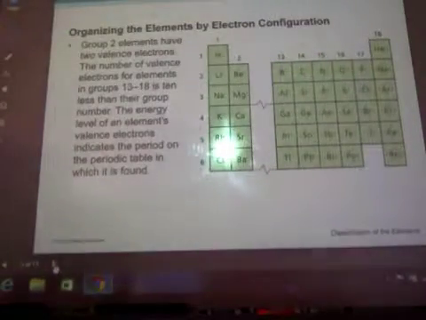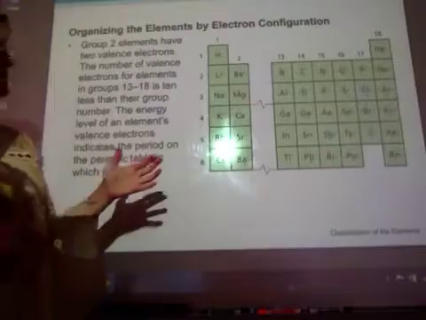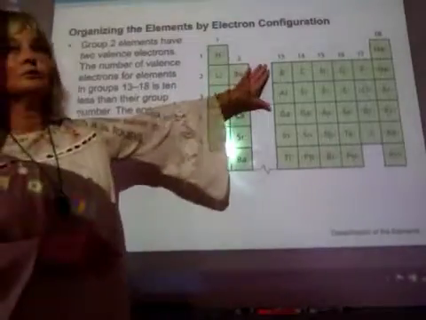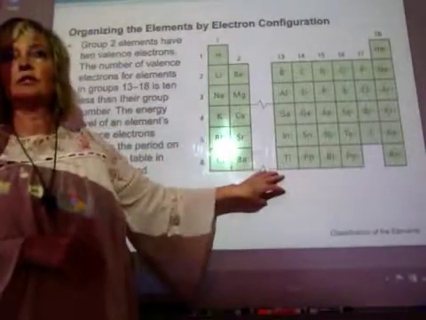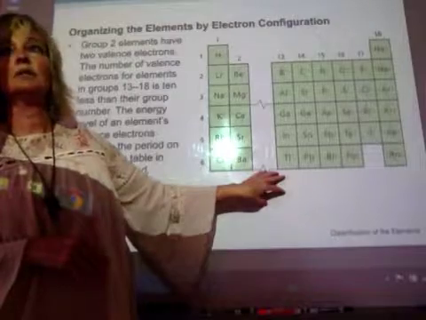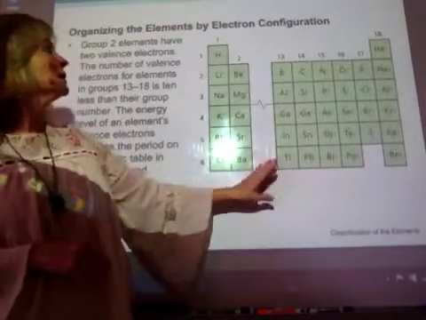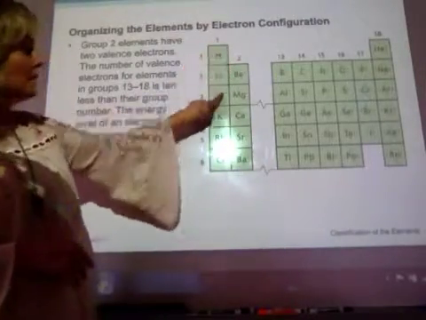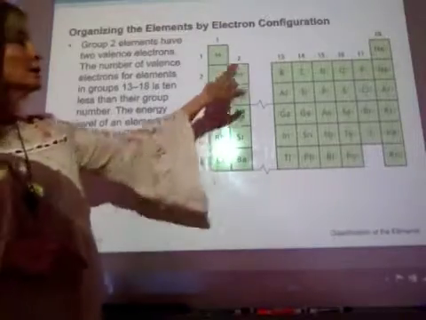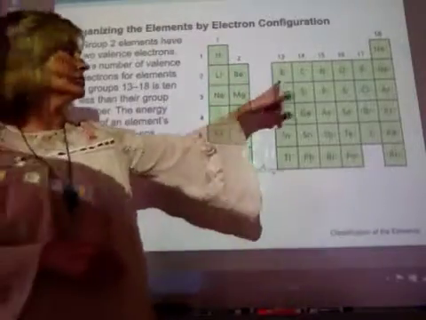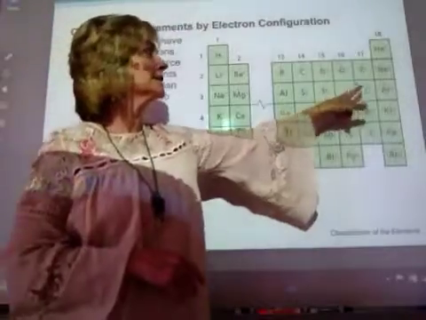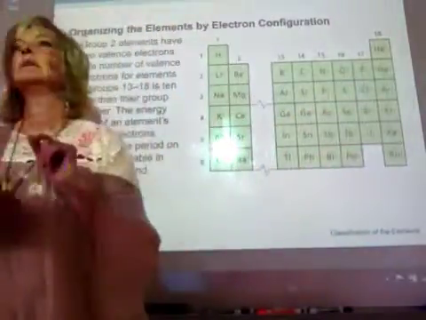So if I look at even their dot diagrams, it's even easier. Do notice that I'm pulling out the transition metals. Transition metals do not follow this rule. So group 1 all have 1 valence electron. Group 2 has 2, 3, 4, 5, 6, 7, 8.